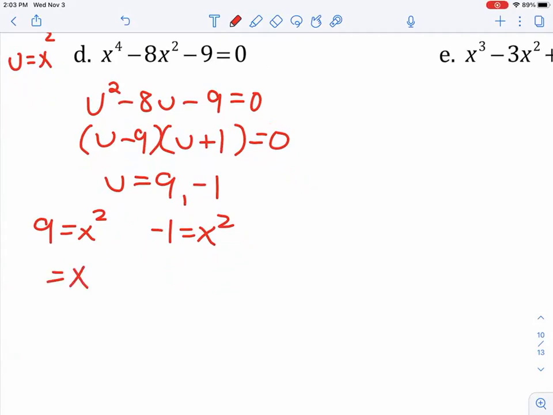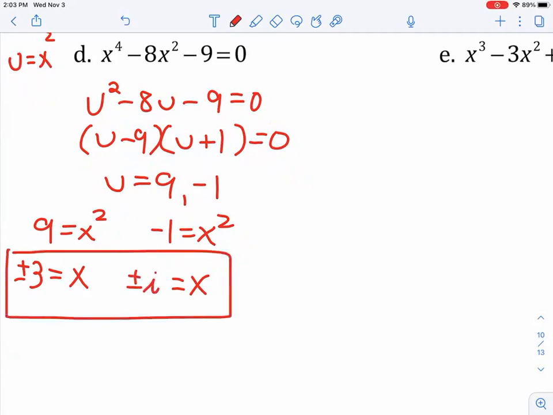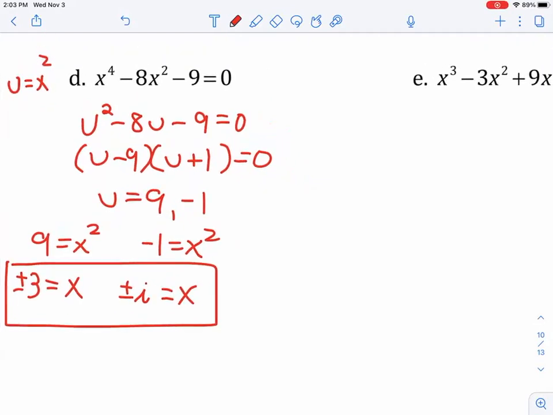On the left side, when I take the square root of both sides, I get x equals plus or minus 3, because it's the square root of 9. And on the right side, I get x equals plus or minus the square root of negative 1, which of course is i. So we have 4 solutions: positive 3, negative 3, positive i, and negative i.